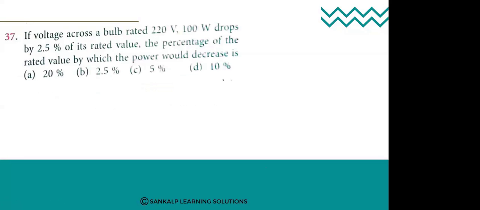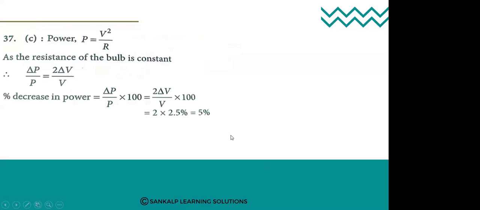If voltage across a bulb rated as 220 volt 100 watt drops by 2.5% of its rated value, the percentage of the rated value by which the power would decrease is, here we need to calculate the value of the power. So voltage is given as 220 volt, power is given as 100 watt and it drops by 2.5%. The percentage of the rated value by which the power would decrease. See how to do this one.